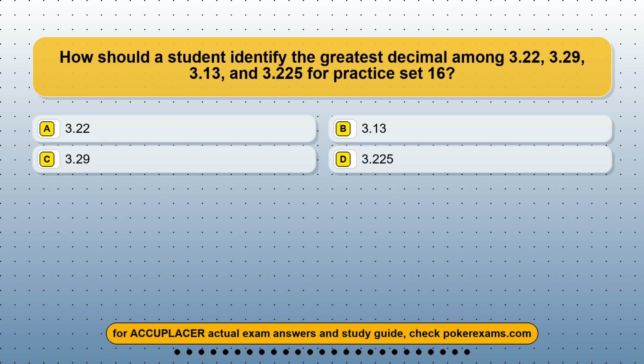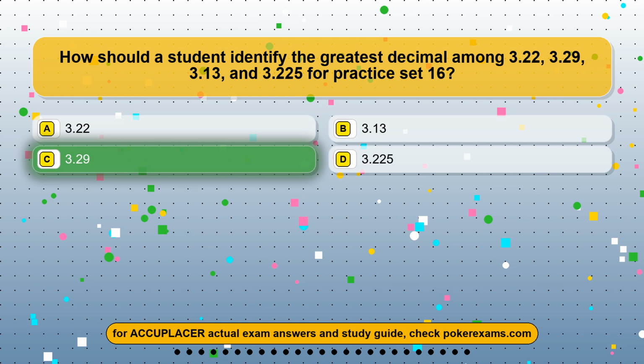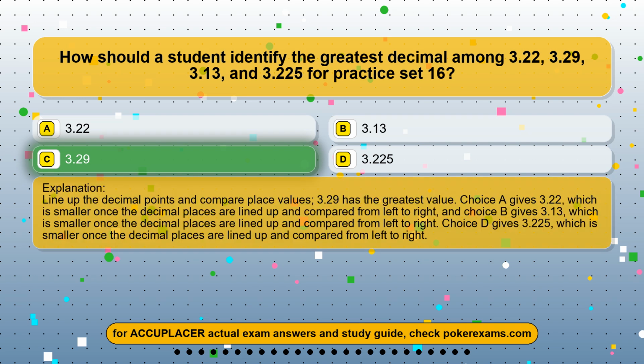Question 5. How should a student identify the greatest decimal among 3.22, 3.29, 3.13, and 3.225 for practice set 16? Option A, 3.22, option B, 3.13, option C, 3.29, option D, 3.225. The correct answer is option C, 3.29. Line up the decimal points and compare place values. 3.29 has the greatest value.